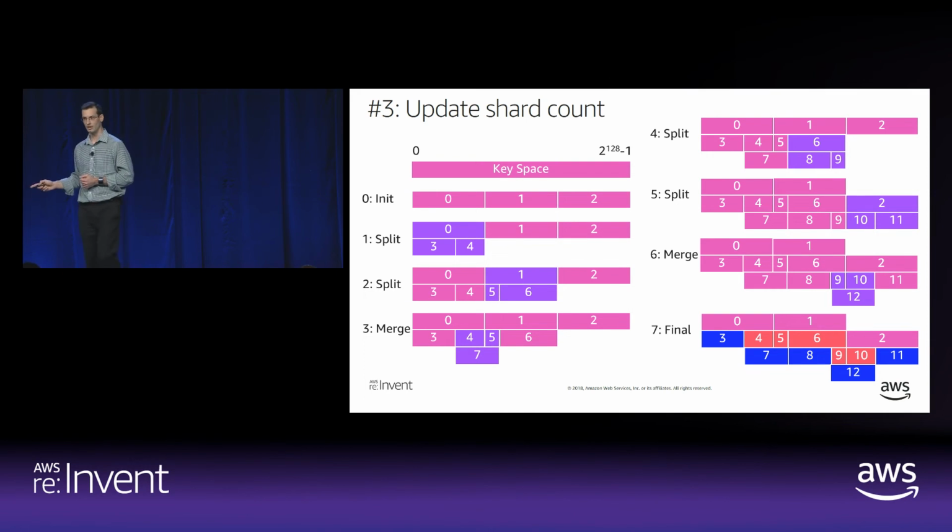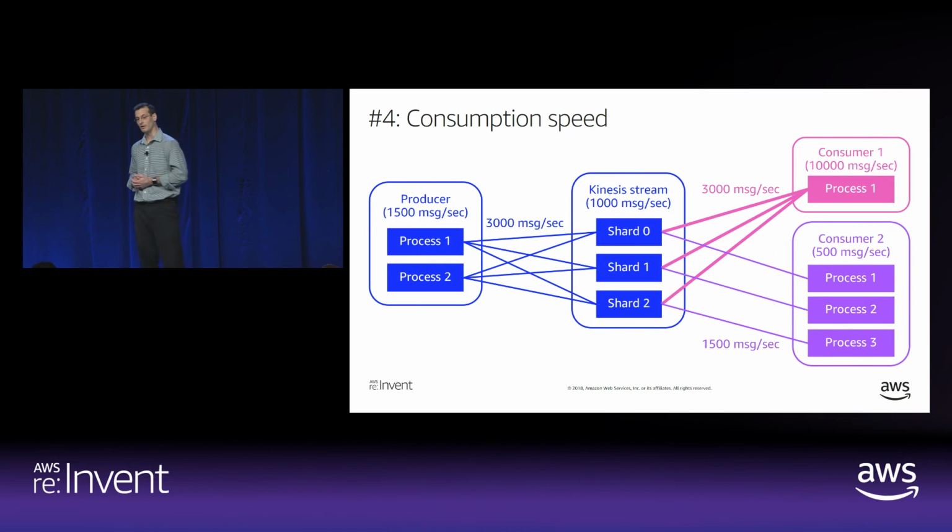As you can see, it creates a number of temporary shards, and because those operations are synchronous, it may take some time, especially if you have a lot more shards than this. So now, let's see consideration number 4, the consumption speed.